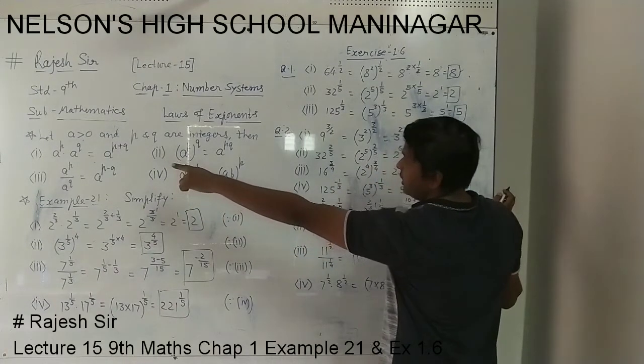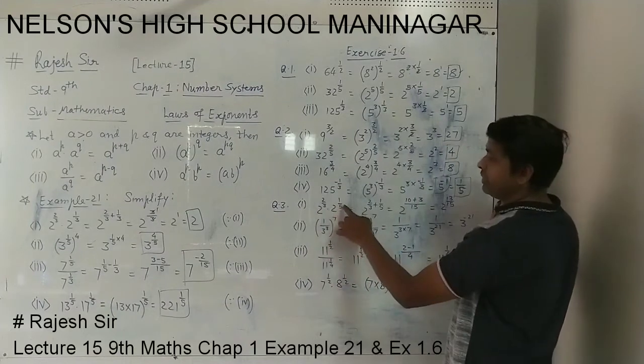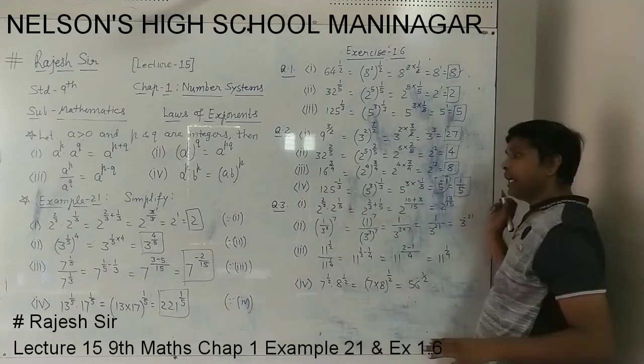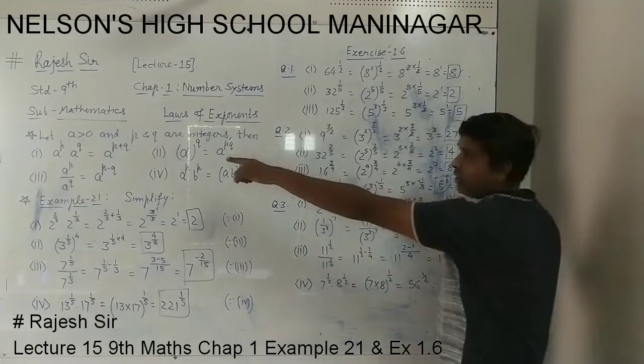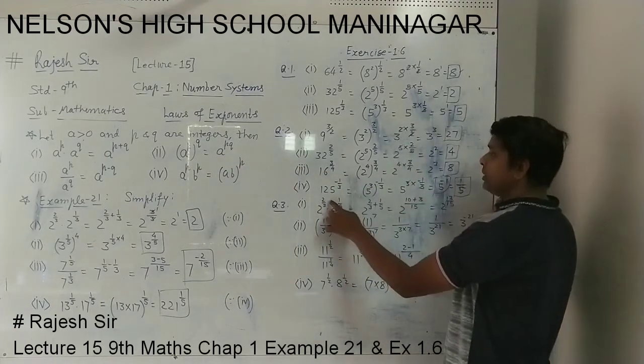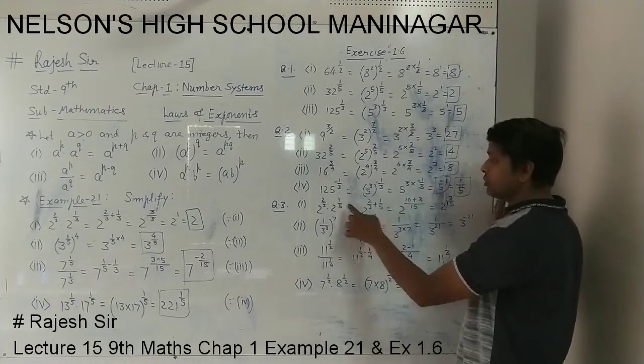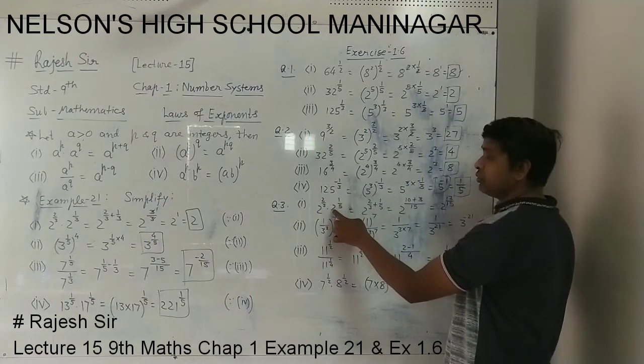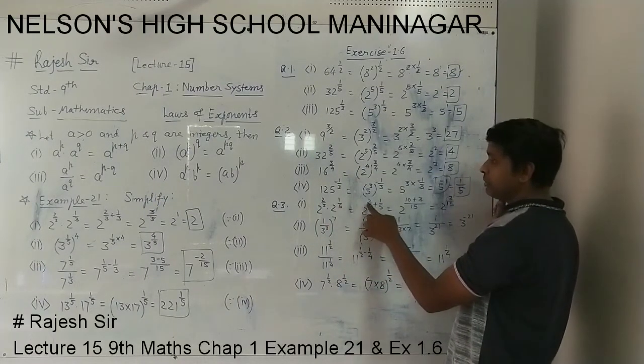First law. The bases are the same, the powers are different. Multiply, so the powers will be added. First law: 2 raised to 2 by 3 into 2 raised to 1 by 3. So it is 2 raised to p into 2 raised to q, which is 2 raised to p plus q.